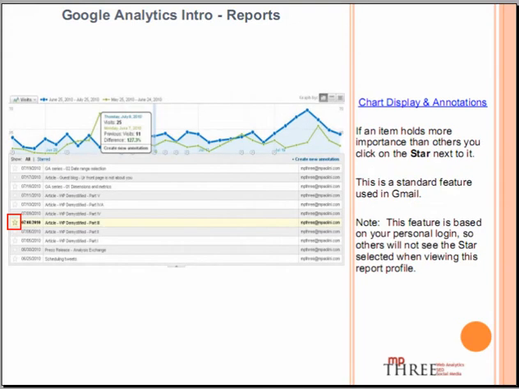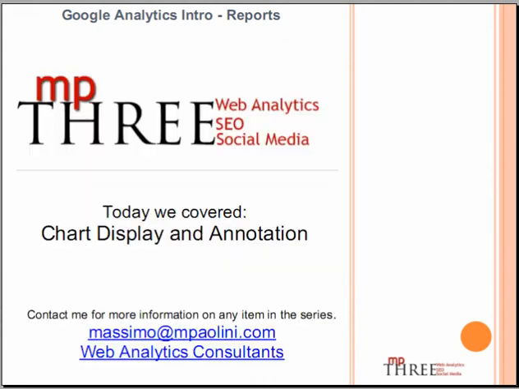If an item holds more importance than others, you can click on the star next to it. This is a standard feature used in Gmail. Note, this feature is based on your personal login, so others will not see the star selected when viewing this report profile. Today we covered chart display and annotation.